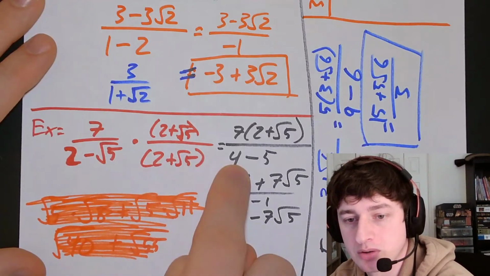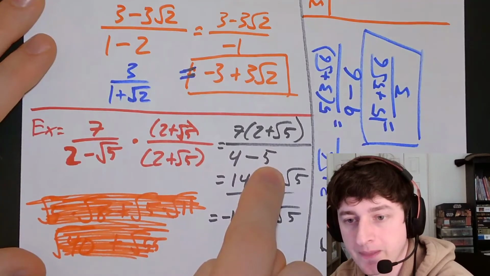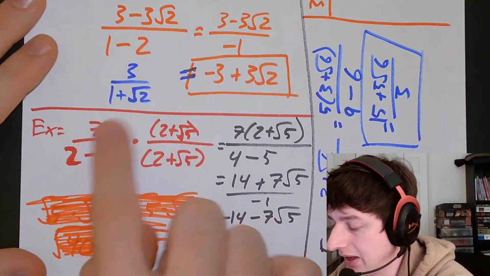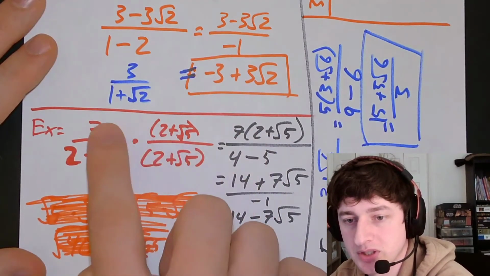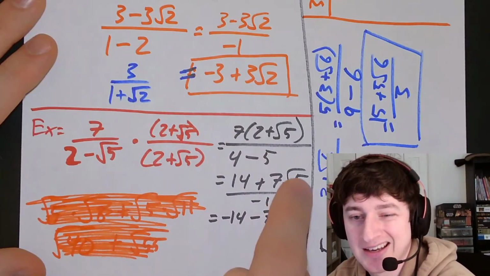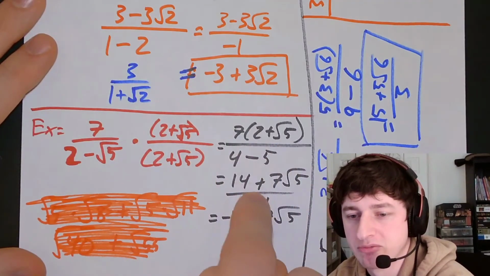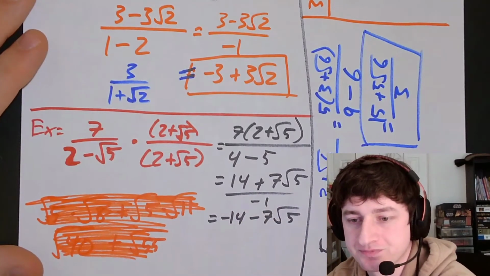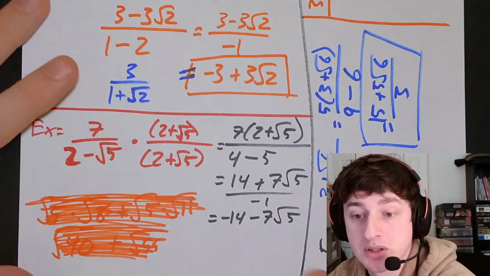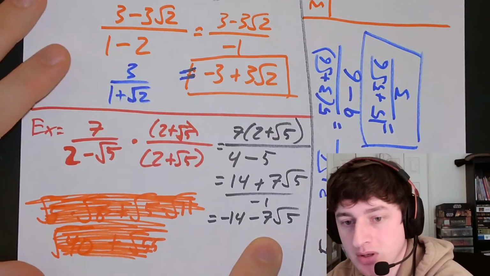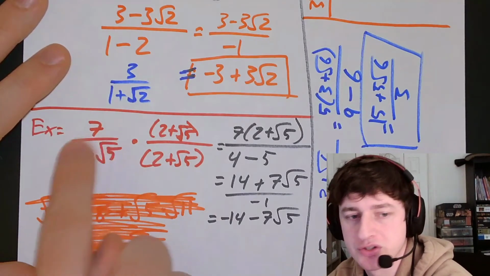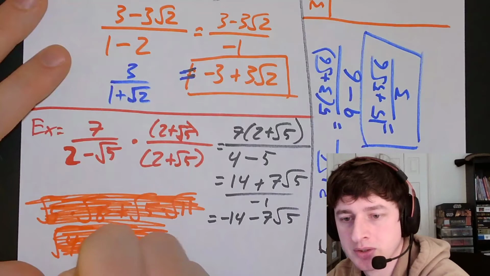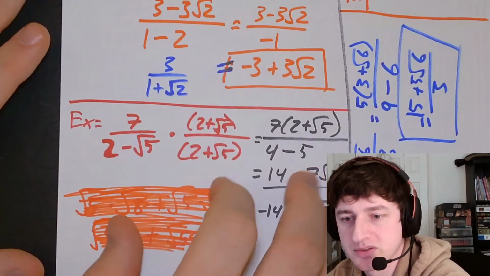2 times 2 is 4. Square root of 5 times the square root of 5 is 5. And then the 7 needs to get multiplied by everything here. So 7 times 2 is 14. 7 times the square root of 5 is 7 square root of 5. And then we just got to simplify this bottom part. 4 minus 5 gives us negative 1, which turns into subtraction. This also looks weird because we have a negative number, but that's because the square root of 5 is bigger than 2, and so this was always negative. It just doesn't look negative to us.